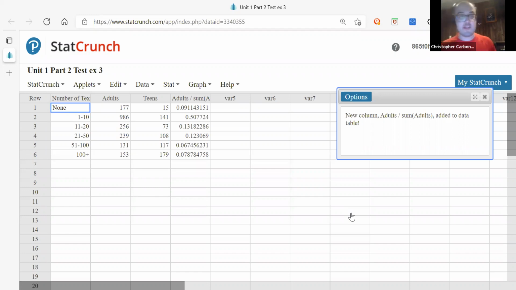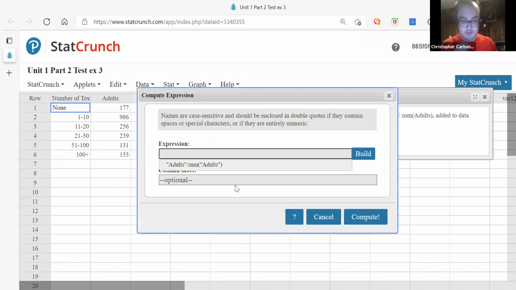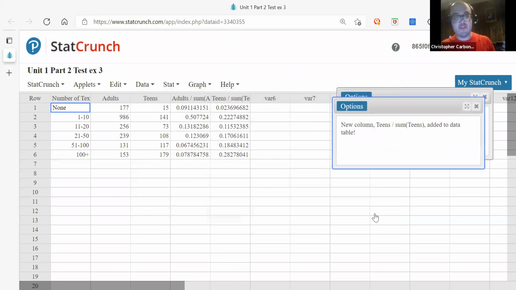And then the teens one is exactly the same. Data, Compute, Expression. This time we are going to use the teens column, with a capital T encased in quotation marks, divided by the sum of that teens column, again with capital T enclosed in quotation marks. That should give us, just like the adults column, each of those relative frequencies, which we would then need to round to, again, either 2 or 3 decimals, depending on what the question specifically asks for.